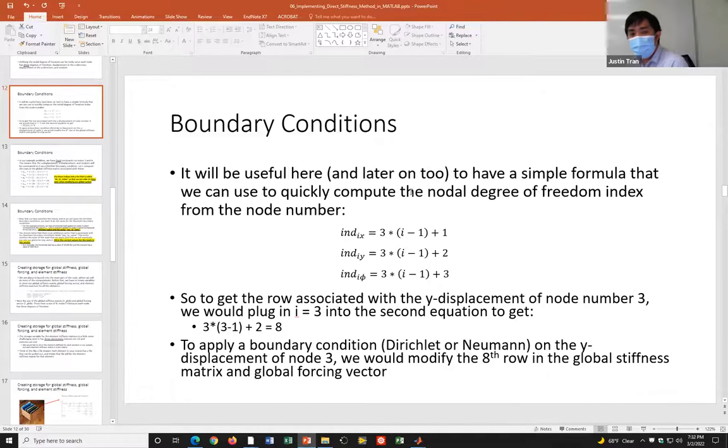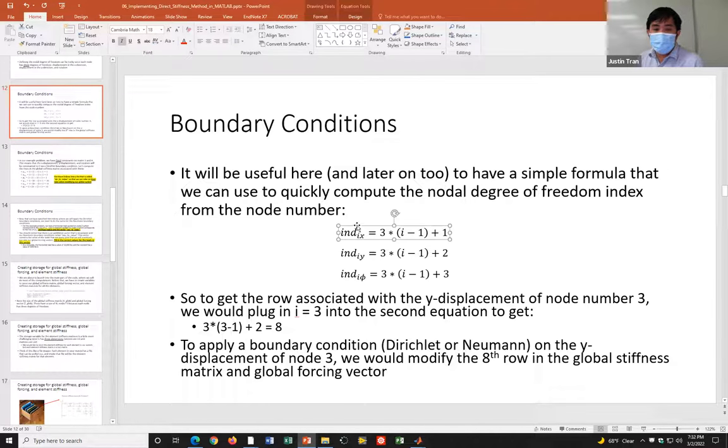To get 4, what I did was plug in i equal to 2, because it's the second node, into this formula right here. So we have 3 times 2 minus 1, which is 3, plus 1, which is 4. And then we did the theta component for node 3 as well.